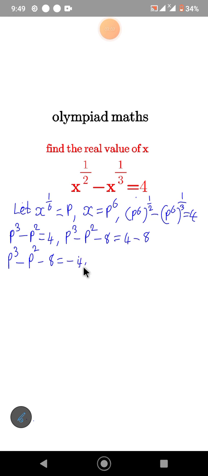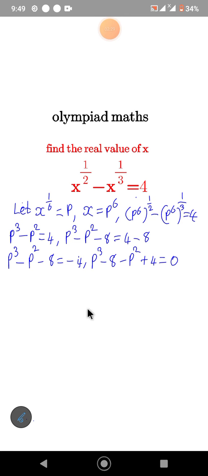Then now, I'm going to rearrange this in this form. So here will become p raised to the power of 3 minus 8, put it closer to the p raised to the power of 3. So here will be minus 8, then minus p raised to the power of 2. Then I'll take this minus 4 inside. It will now become plus 4, everything equal to 0.